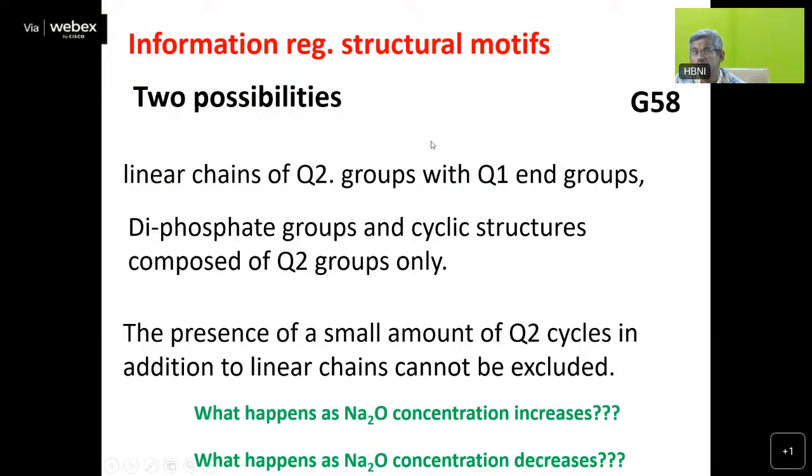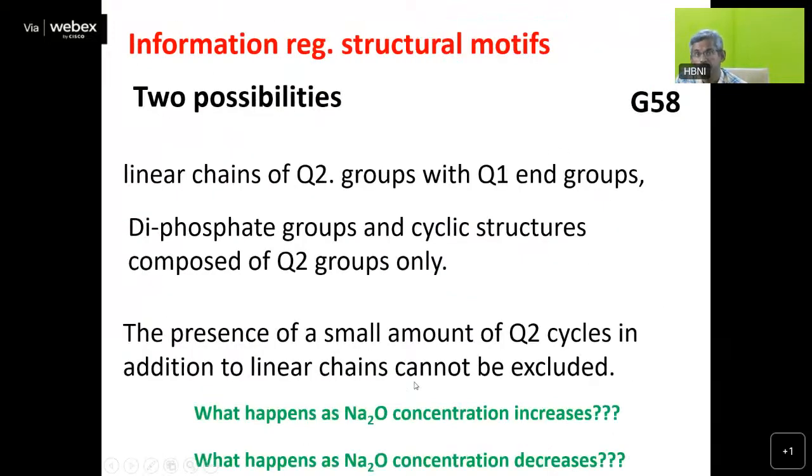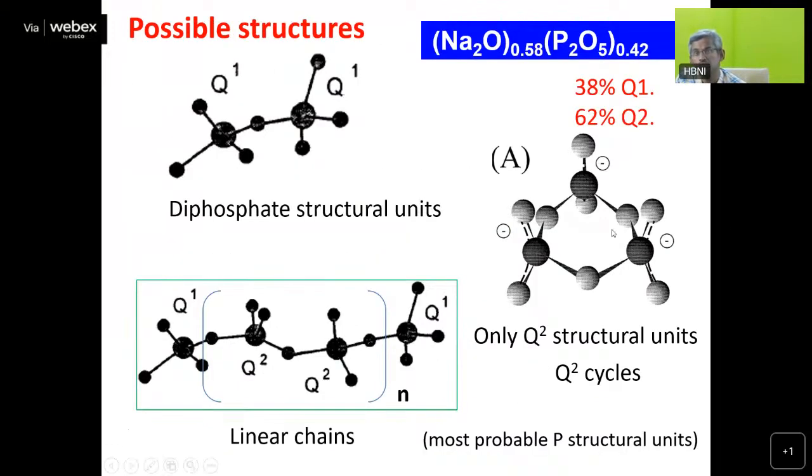See, linear chains of Q2 groups with the Q1 end groups. That is what I am saying here. Linear chains of Q2 structural unit with the Q1 end groups. Then diphosphate groups. What is a diphosphate group? This is a diphosphate group, and this is a cyclic phosphate group. So these are the common structures present in many of the binary phosphate glasses, particularly for compositions of around sodium oxide 50 to 60% and phosphorus pentoxide around 50 to 40%.